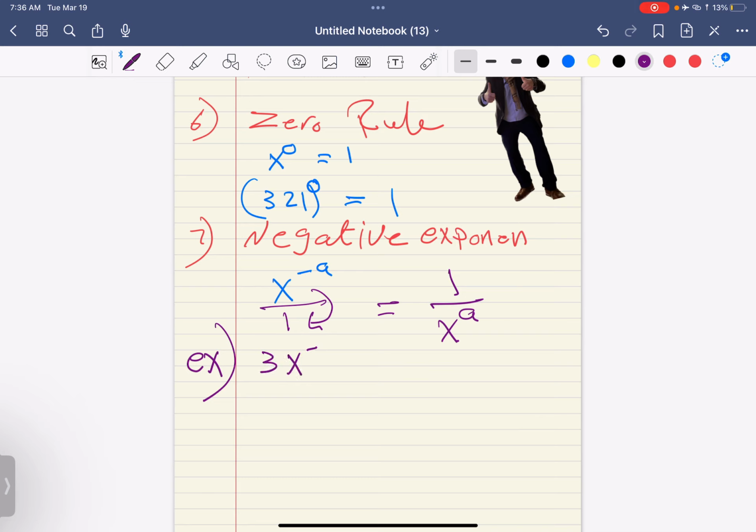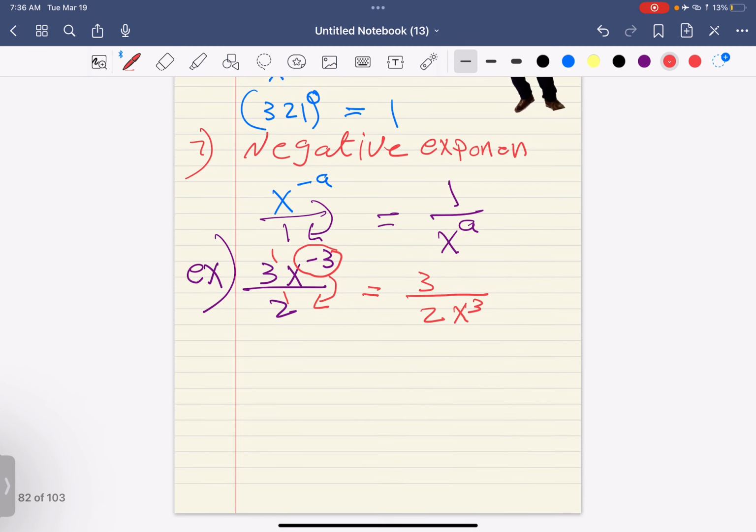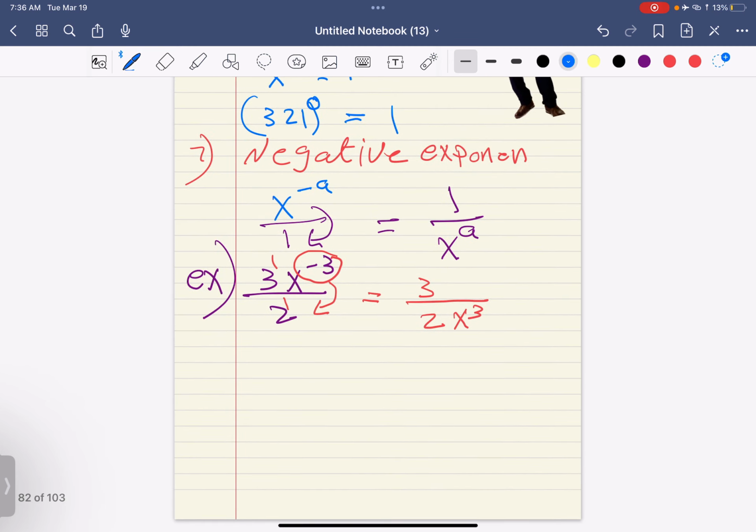Example: 3x to the power negative 3, divided by 2. Now, 3 has a positive exponent, that is 1. 2 has a positive exponent, that is 1. But the exponent is negative for the x. So x is going to go down here with a positive exponent. 3 is going to be the same. 2 is going to be the same because they both have positive exponents. And the x is going to be on the bottom with a positive exponent. Another example.